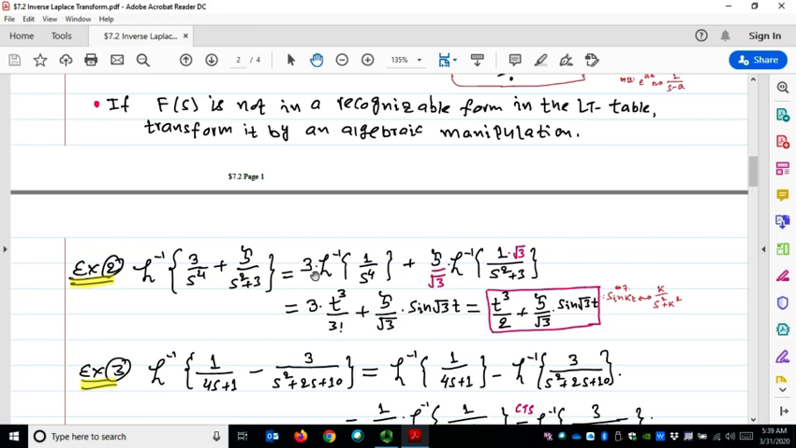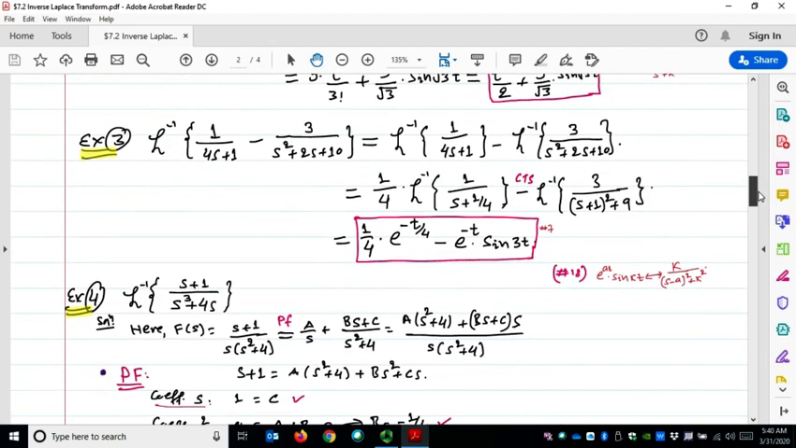In the next step, 3 times the inverse Laplace transform of 1 over s to the power 4 is t cubed over 3 factorial. Then plus, the constant is 5 over radical 3, and the inverse Laplace transform of radical 3 over s squared plus radical 3 squared is sine radical 3t. Great. In the next step, we just cancel the 3 factorial with the 3, so the 2 is left, because 3 factorial is 3 times 2 times 1. We simplify here. Awesome. Let's move on.